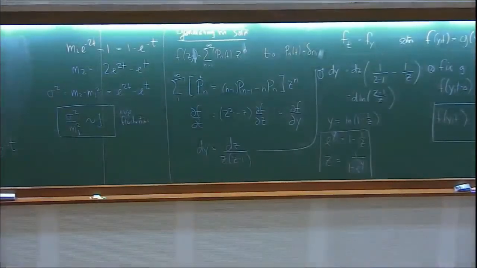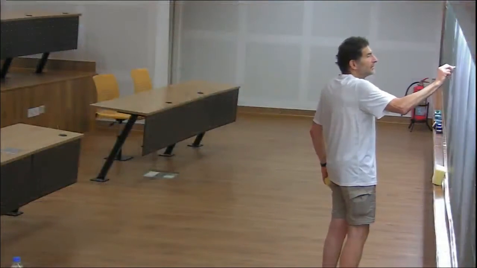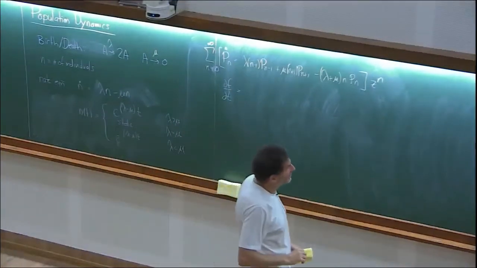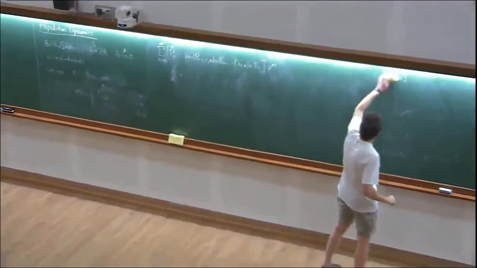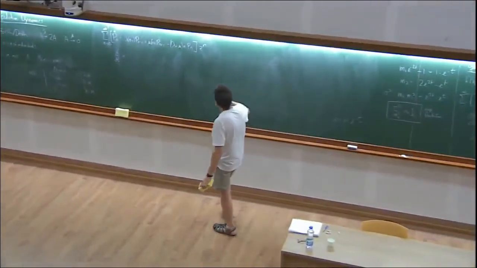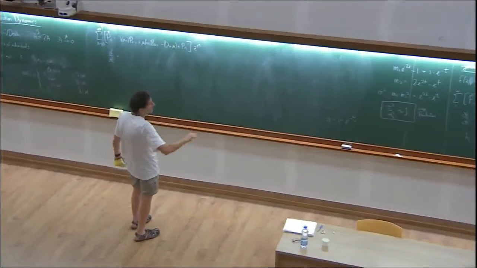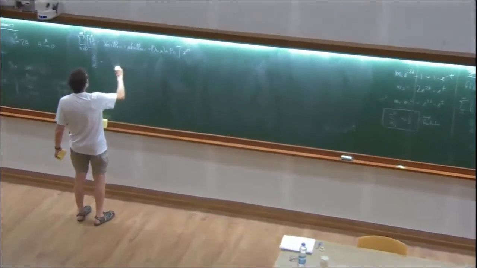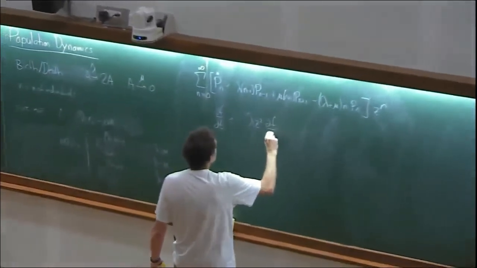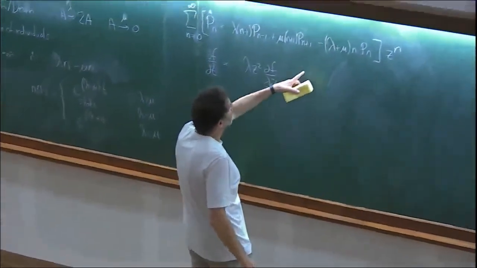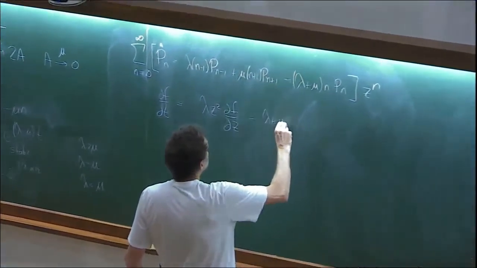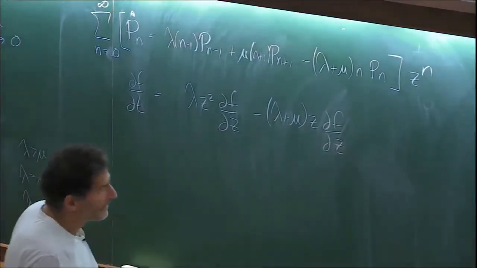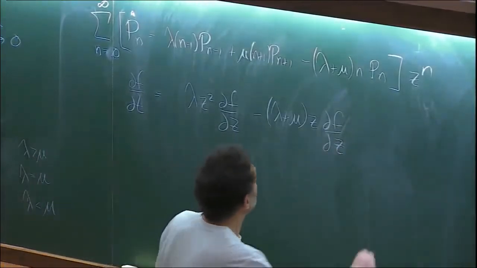And so we end up with dF/dt. Maybe I should do a little worksheet on the right. We already know what happens with these terms, because we already did them in the case of the birth process. So for the n minus 1 term, this is going to be lambda z squared dF/dz. For this term, we're going to have minus (lambda plus mu) z dF/dz. Can anybody guess what this term is going to be? Plus mu.